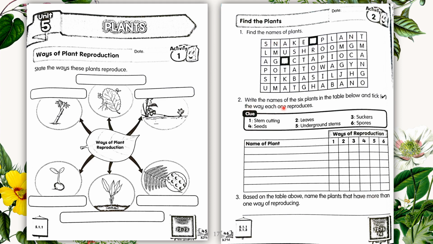Number 2, write the names of the 6 plants in the table below and tick the way each one reproduce. So just now, number 1, snake plant. So you need to write snake plant here. And then ways of reproduction. Number 1 stands for stem cutting. Number 2, leaf. Number 3, suckers. 4, seeds. 5, underground stems. And 6, spores. For snake plant, it reproduces through leaf. So for snake plant here, you take number 2.